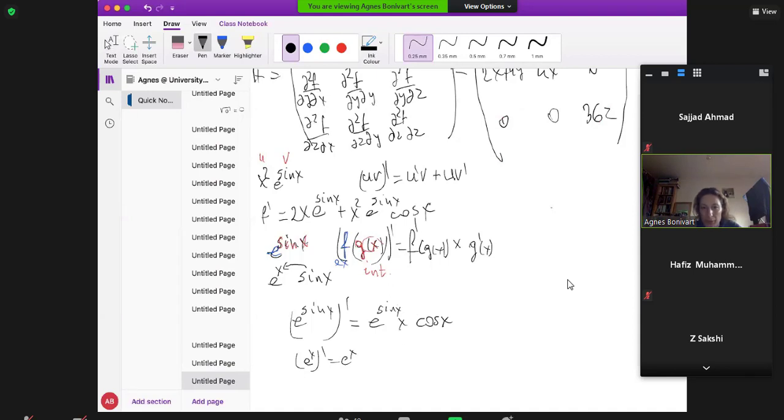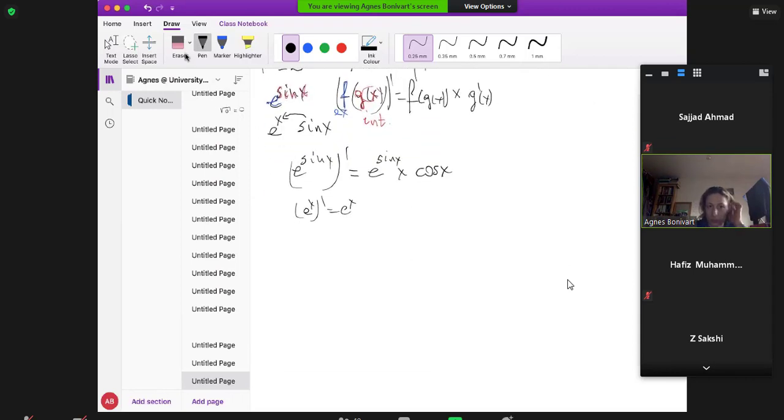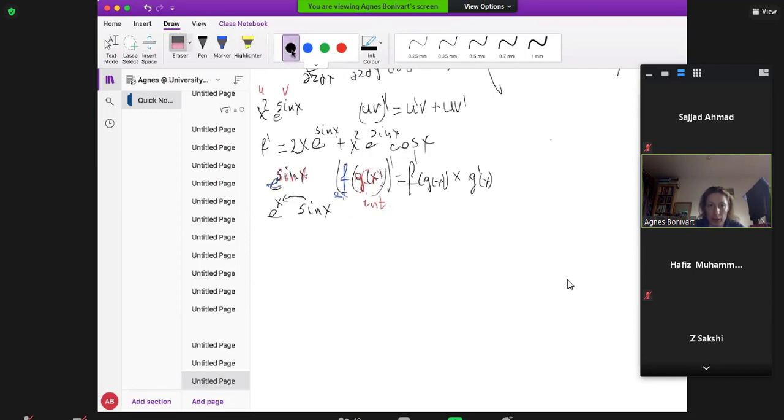Of course, you can put cos in front. You could have written cos x times e to the sine x, same thing. So this is how we differentiate composite functions. Very important. You have to expect this at the exam, so you need to know it.